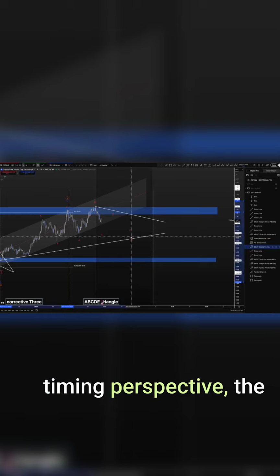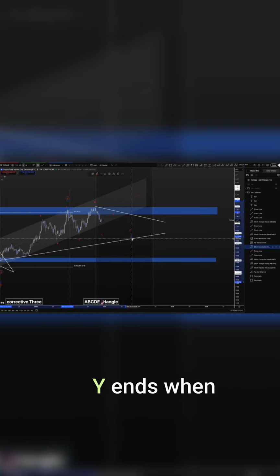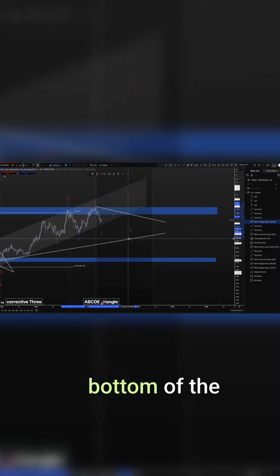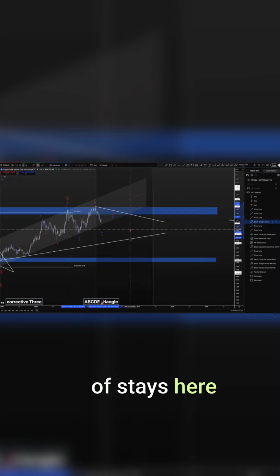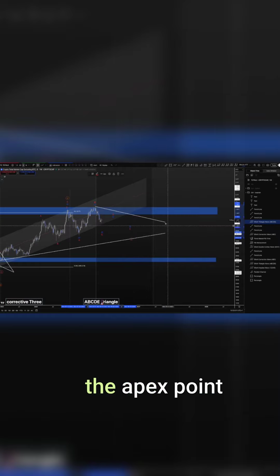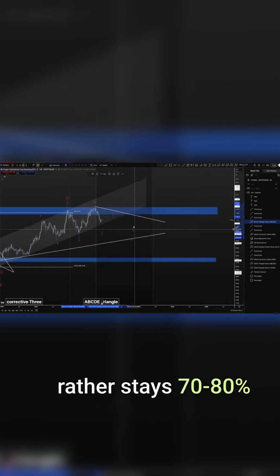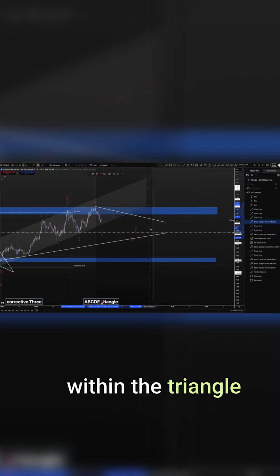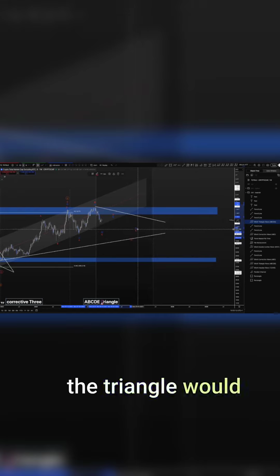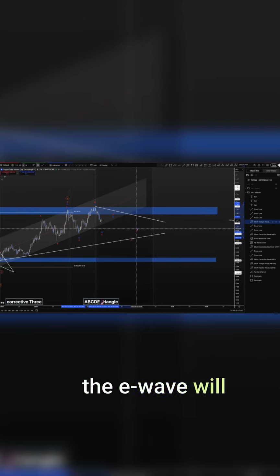And from a timing perspective, usually the Y ends when the E wave ends. And the E wave usually doesn't reach the bottom of the triangle. It sort of stays here at the midpoint. And from a timing perspective, it doesn't go to the apex point here of the triangle. So it rather stays within 70-80% of the time that the triangle would need to complete fully. That is when the E wave will end.